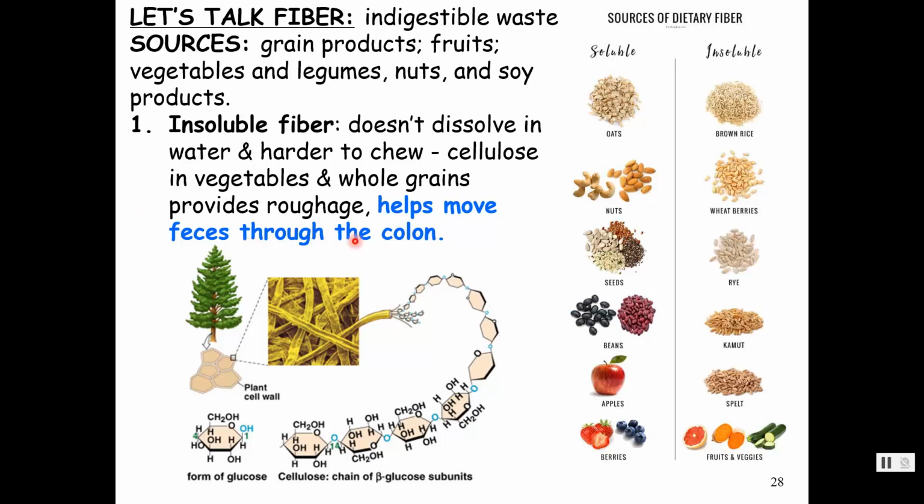So really fibrous foods, cellulose in vegetables, whole grains, things that provide roughage. And we talked about that. The plant cell walls are made up of cellulose, and we can't break the bonds in between those glucose units. So that's a beta-glycosidic bond, and we just don't have enzymes to break that down. But we know that this insoluble fiber is going to help move feces through the colon.